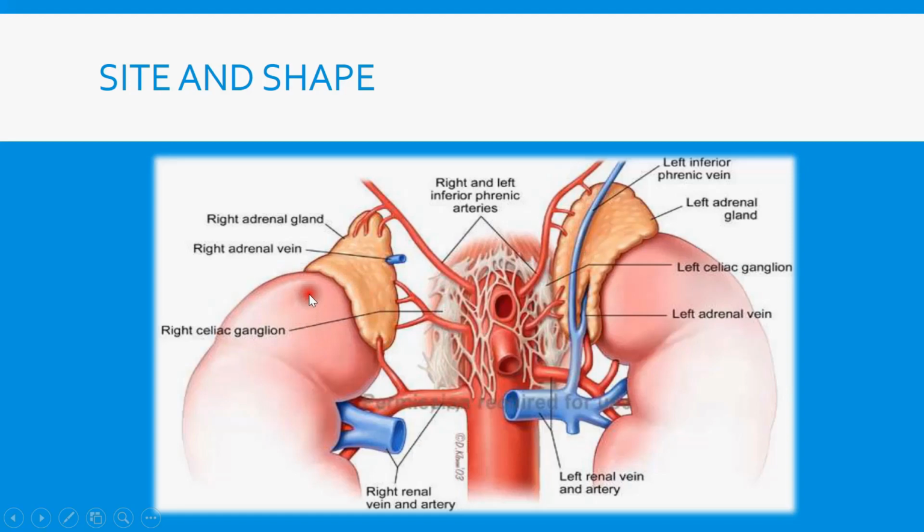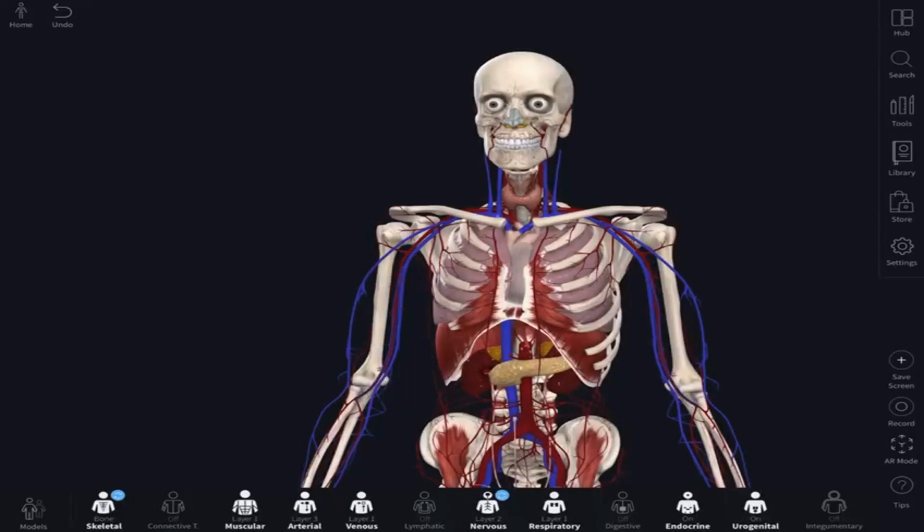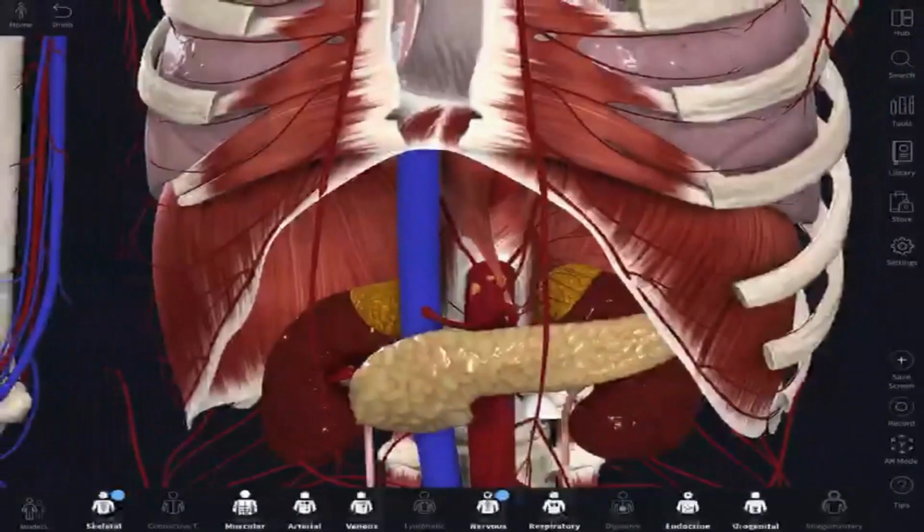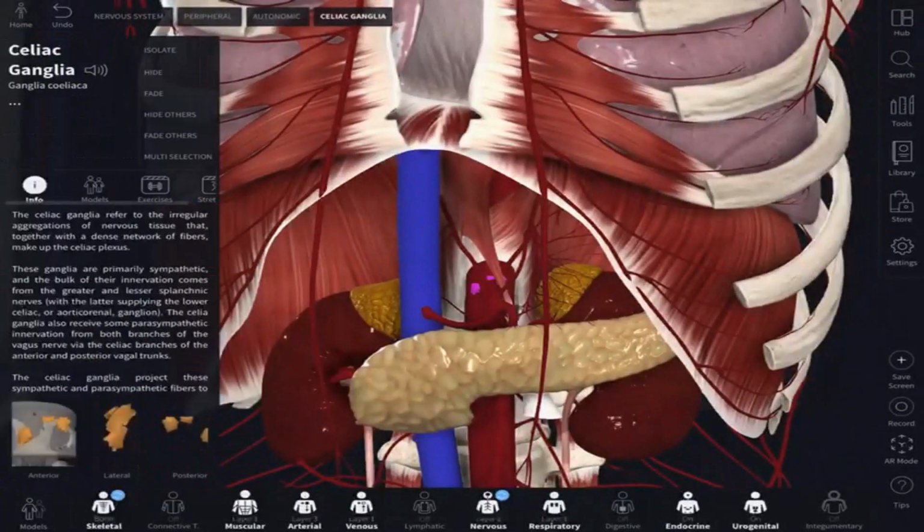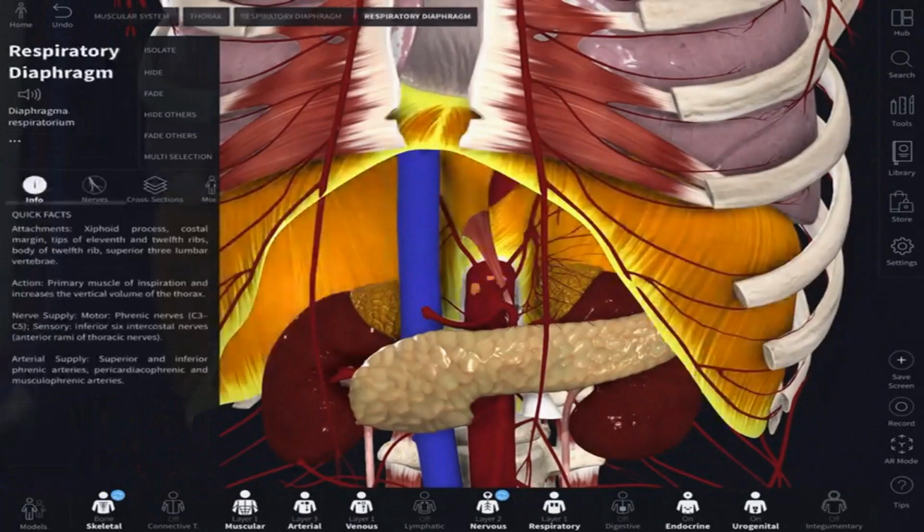Each gland is enclosed within the renal fascia. Each one is separated from the corresponding kidney by a fibrous tissue septum. Medially, each gland is related to celiac ganglion, and posteriorly, they are both related to diaphragm.